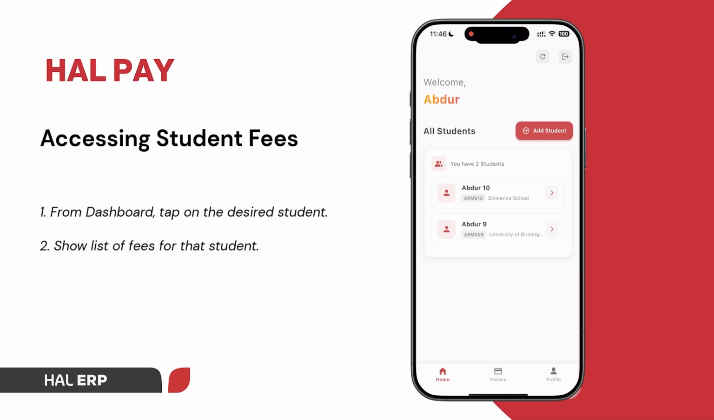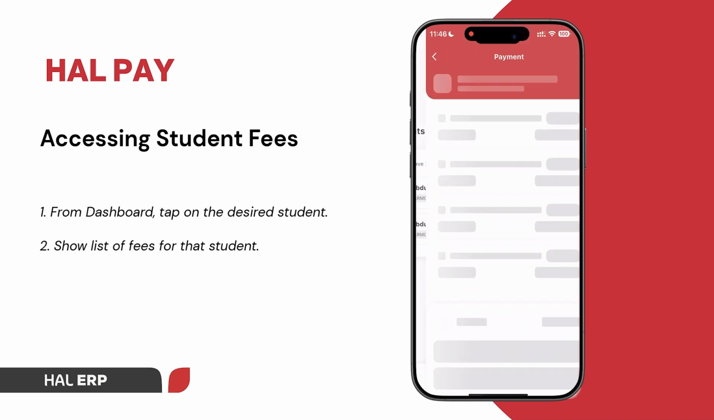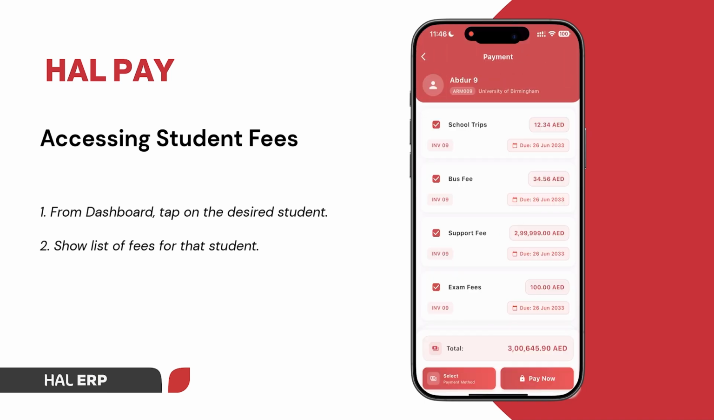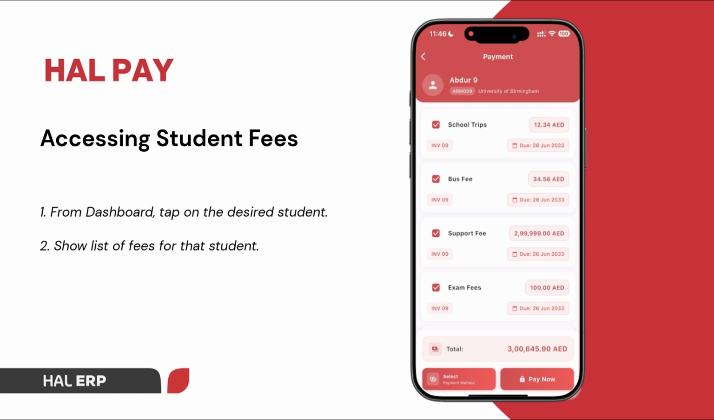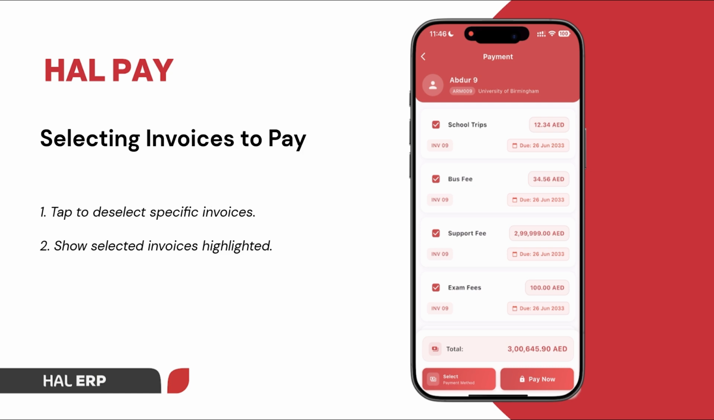In this video, we will guide you through the simple process of making a fee payment using your card. To begin a payment, first tap on the specific student you wish to pay for directly from your dashboard. Once you've selected the student, you'll see a clear list of all outstanding fees or invoices that need to be paid. From this list, you can individually select which invoices you would like to pay for right now.